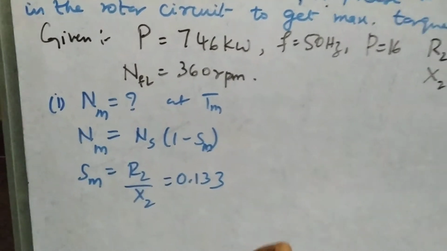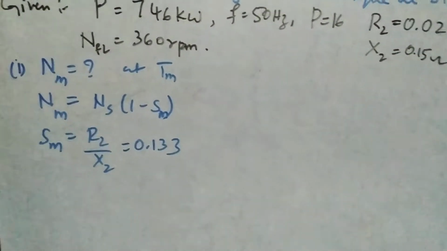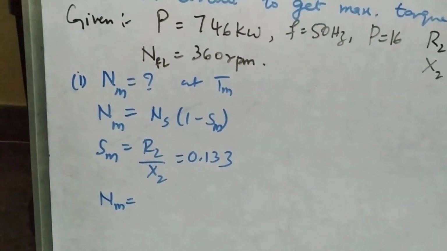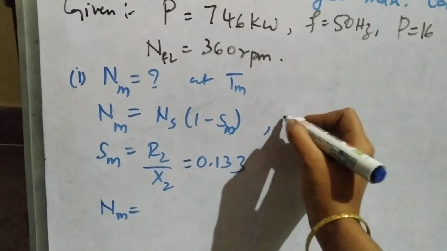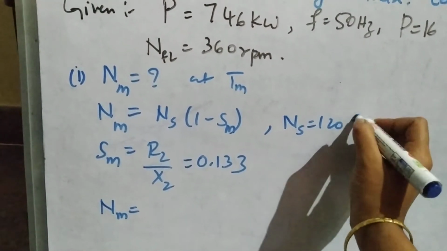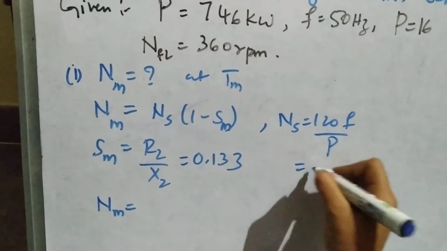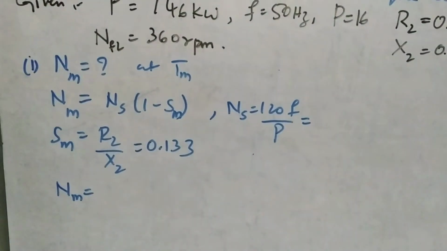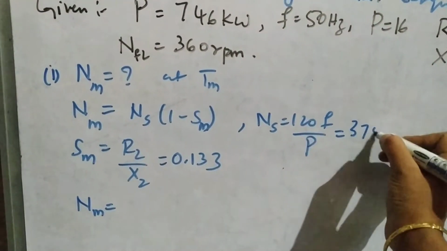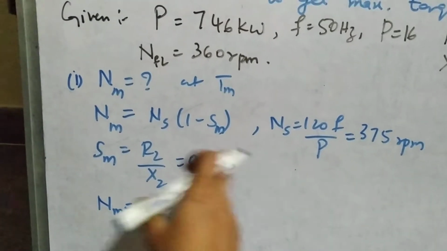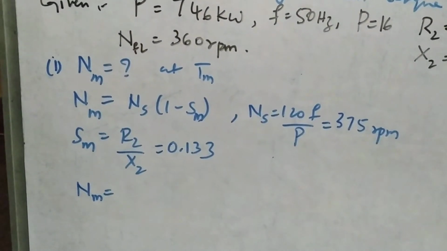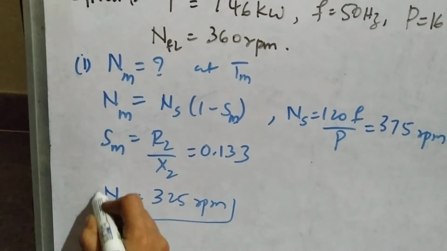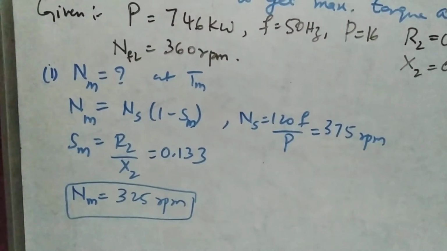Then what is Ns? Ns is equal to 120 f by p. When you solve this, we get Ns equal to 375 rpm. After substituting the values, we get Nm as 325 rpm. So this will be the speed at which the maximum torque occurs.